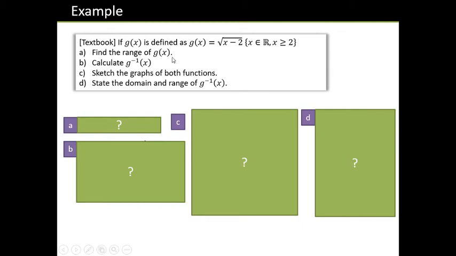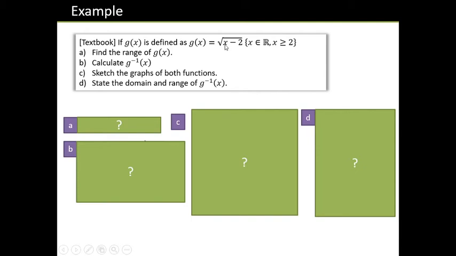So if g of x is defined as g of x is equal to the square root of x minus 2, for x being a real value that's greater than or equal to 2, calculate the range of g of x. Well, whenever we're finding the range of a function, we should start by considering the limits, if you like, considering the extreme values. Always a good mathematical strategy.